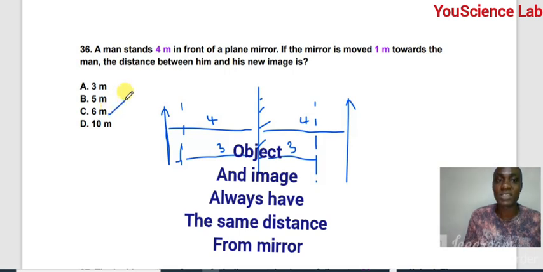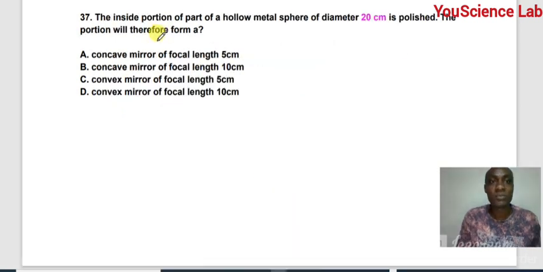3 plus 3 is what? 6 meters. The inside portion of part of a hollow metal sphere of diameter 20 cm is polished. The portion will therefore form.